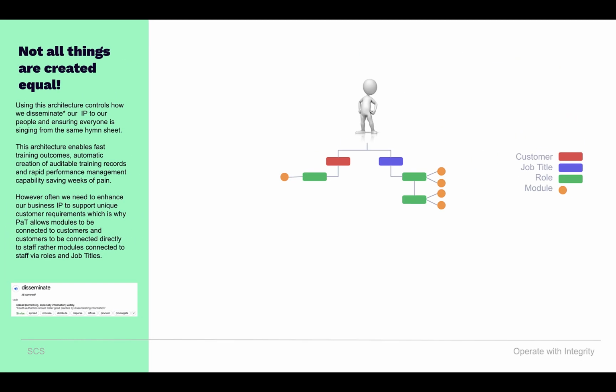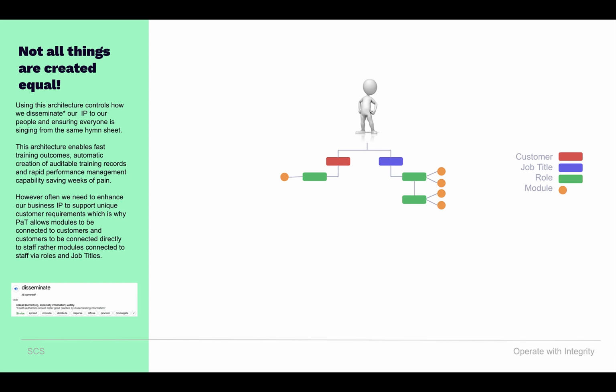This architecture that we use in PAT enables very fast training outcomes. You can train people up within days to get the basics of the role sorted. It also creates automatic training records that are auditable, and one of the biggest benefits is it provides the ability for rapid performance management capability, and that can save us weeks and weeks of pain.